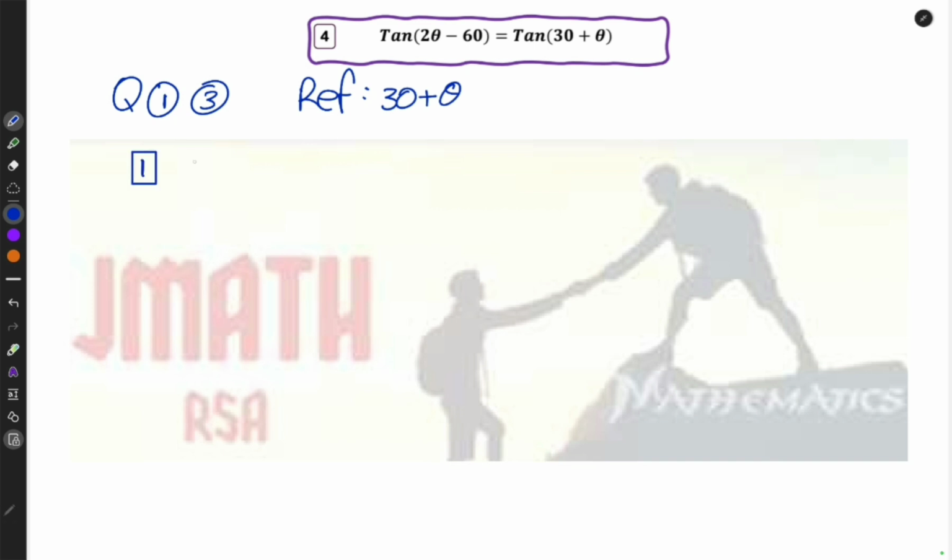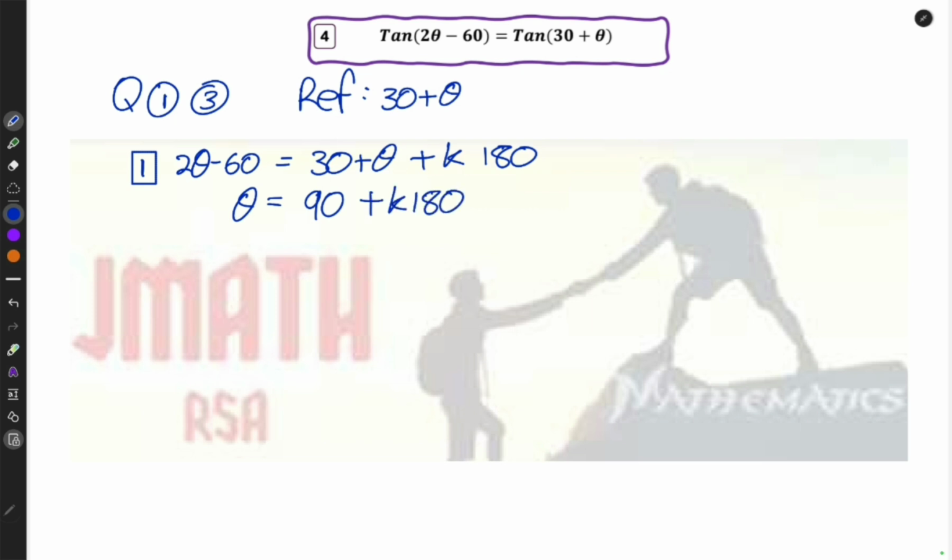In this case, if I go for quadrant 1, I don't need to start with the left-hand bracket, so 2 theta minus 60 is equal to, it's quadrant 1, so it's 0 plus the reference angle, which is just 30 plus theta plus k 180. So therefore, if I move all the thetas to the left, I have 2 theta minus 1 theta, just gives me a theta, and 30 plus 60 is 90, plus k 180. And that is the answer to the sum. So it would only count 2 or a maximum of 3 marks.